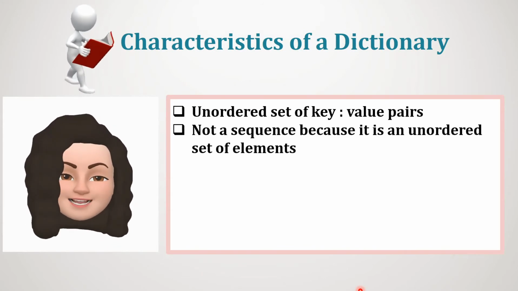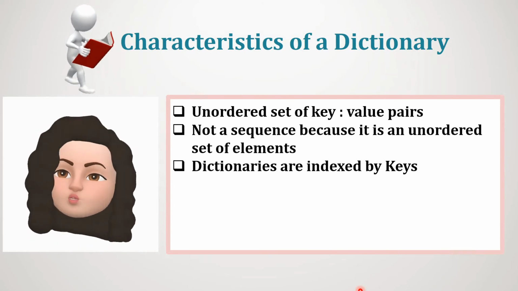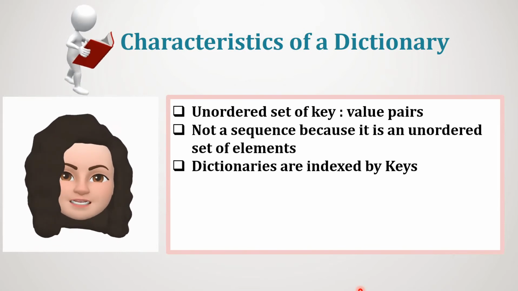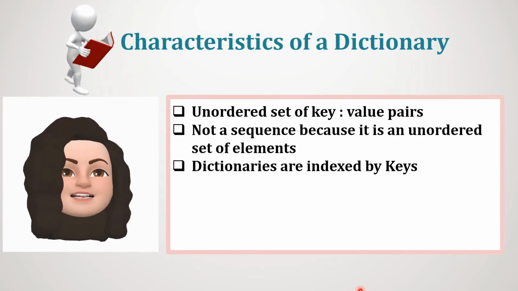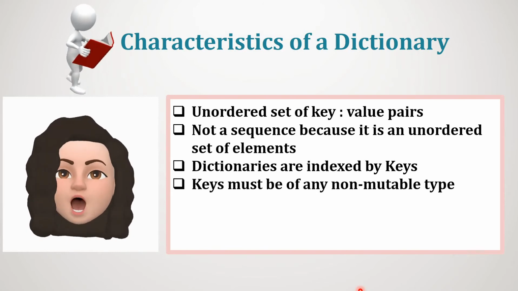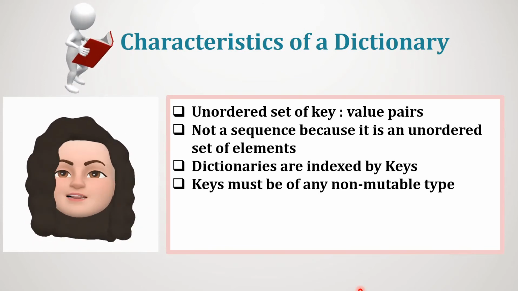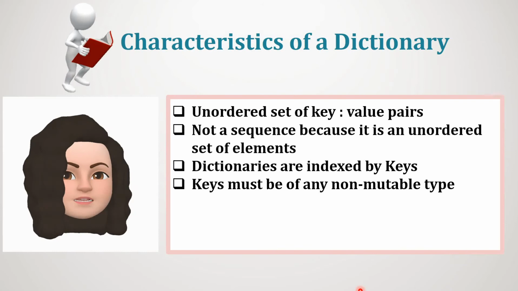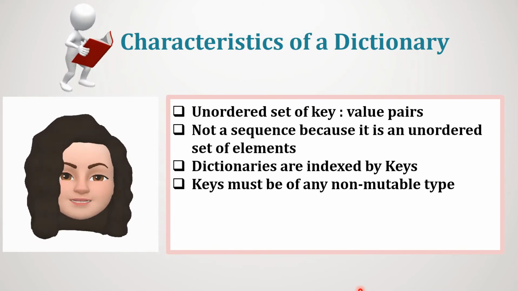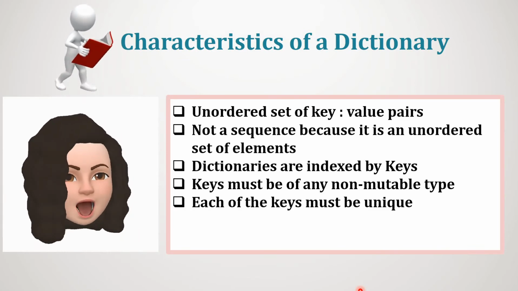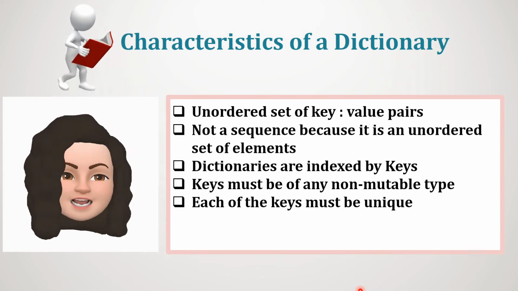And dictionaries are indexed by keys. There is no forward indexing, no backward indexing in dictionary. It is indexed using the keys of the dictionary which are specified in the key value pairs. And the keys must be of a non-mutable data type. That means the key can be an integer, it can be a float, it can be a string, it can be a character, but it should not be a list, because dictionary keys must be made up of immutable data types only, and each key must be unique. No two keys should have the same value. Every key should be unique in a dictionary.